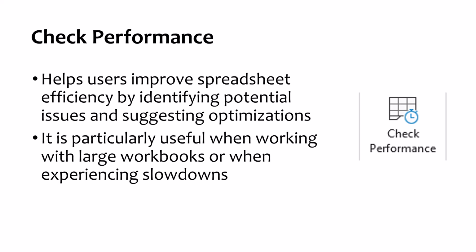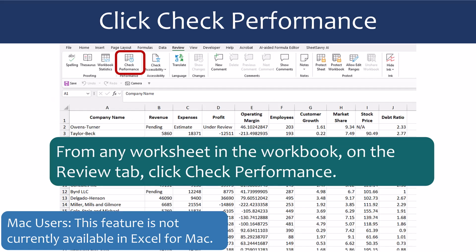Next up, we look at the new Check Performance feature. This new feature in Excel helps users improve spreadsheet efficiency by identifying potential issues and suggesting optimizations. It is particularly useful when working with large workbooks or when experiencing slowdowns. From any worksheet in the workbook, on the Review tab, click Check Performance.